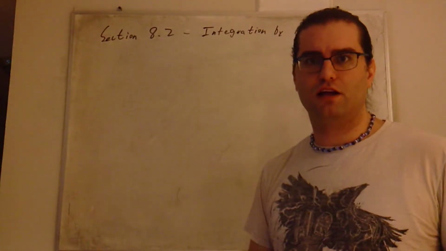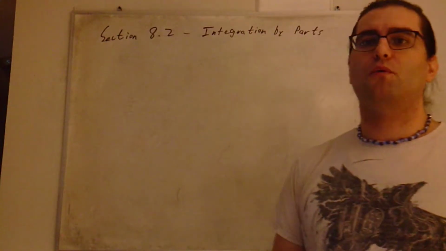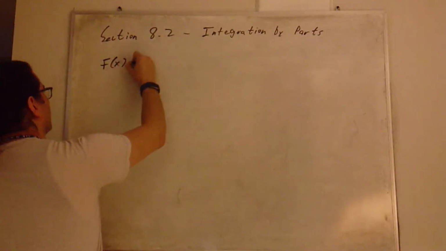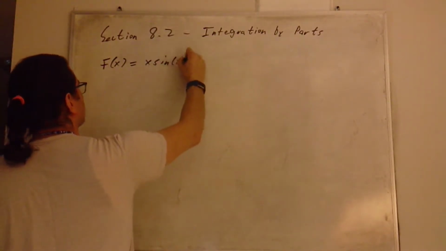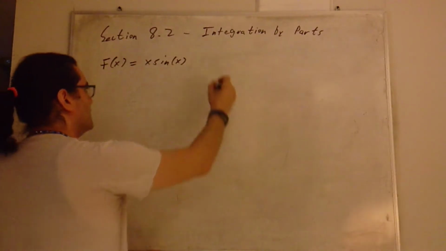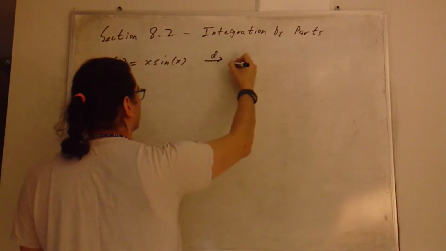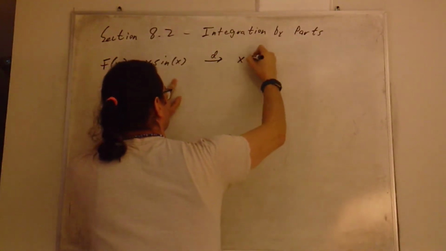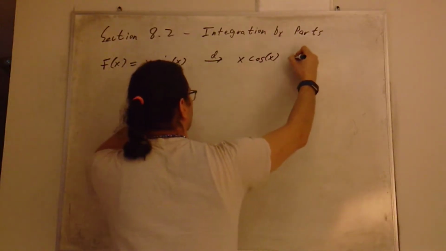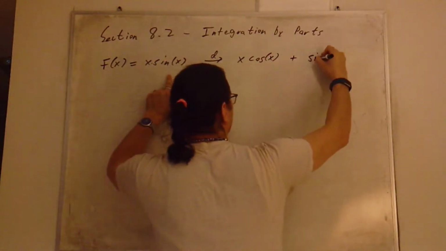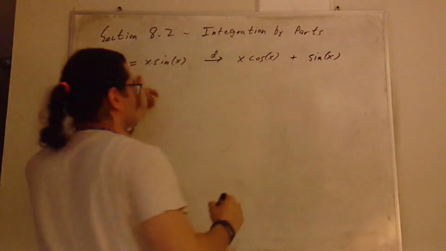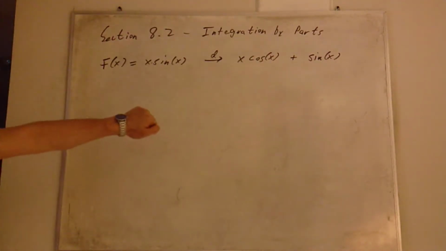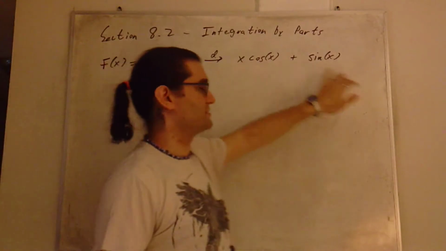To get us started on how to reverse the product rule, I want to remind us of what the product rule looks like. So if I start with the function f of x equals x times the sine of x, the derivative of that should be, this is two functions multiplied together, so it will be the first times the derivative of the second plus the second times the derivative of the first, which is just 1. So this is the derivative of x sine x. We get x cosine x plus sine x.